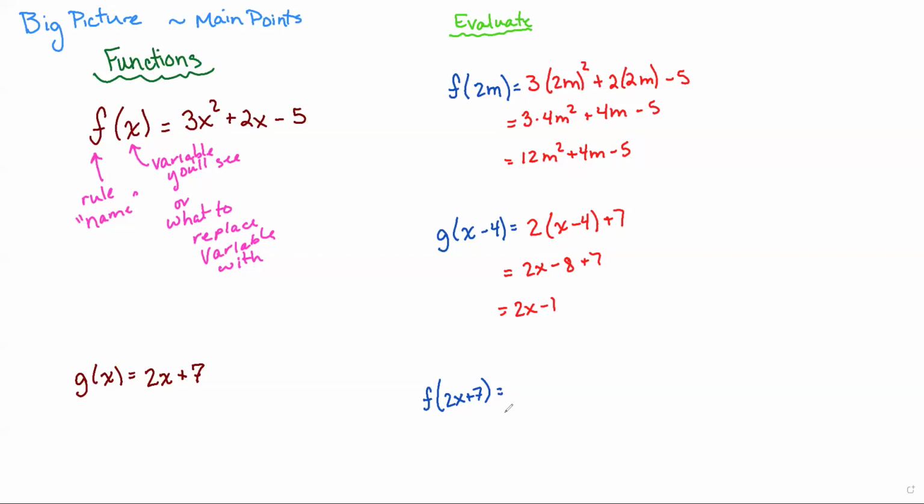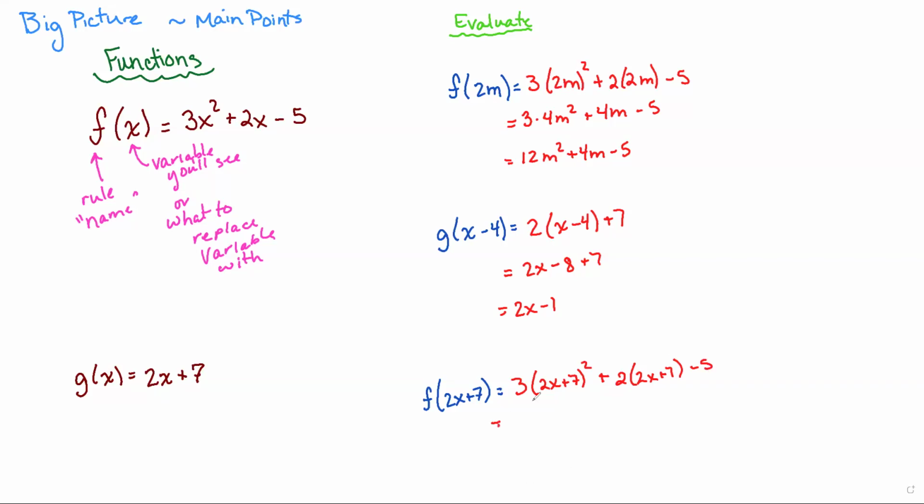All right, and then the last one is a little bit more work. It's the f function. So I'm going back to the 3x squared plus 2x minus 5. And every time I see an x, I'm going to replace it with 2x plus 7. So this is 3, and then I've got my x, so I'm going to say 2x plus 7, yet again, using parentheses because it does make my life a little bit easier. I have the squared plus 2. I have another x, so this is going to be a 2x plus 7. And then I have a minus 5.